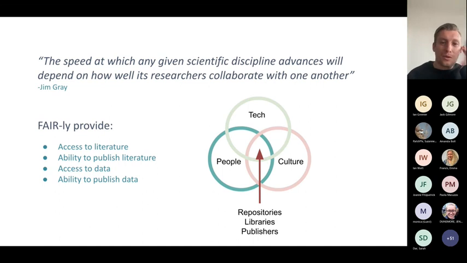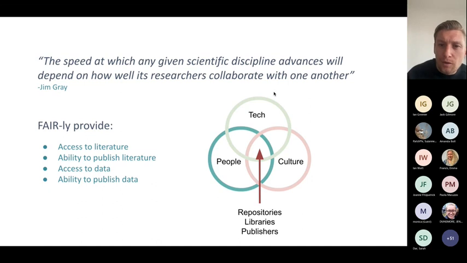And just to finish with a quote from Jim Gray, who was the author from 10 years ago: the speed at which any given scientific discipline advances will depend on how well its researchers collaborate with each other. I think that's already out of date. I think the idea that if all of the data is openly available, you don't need to collaborate. You don't need to ask permission for other people's data or other people's paper. You can just collaborate by finding the research online.